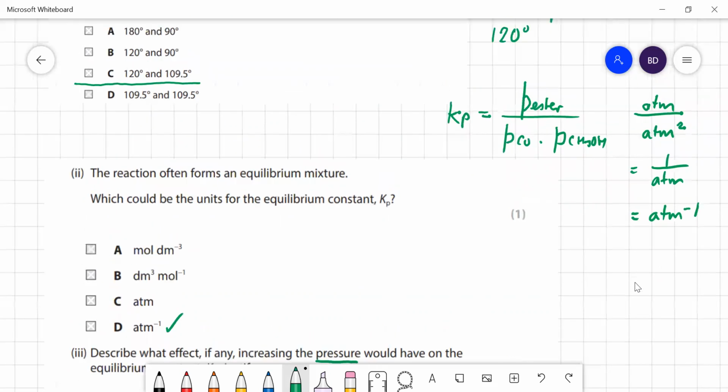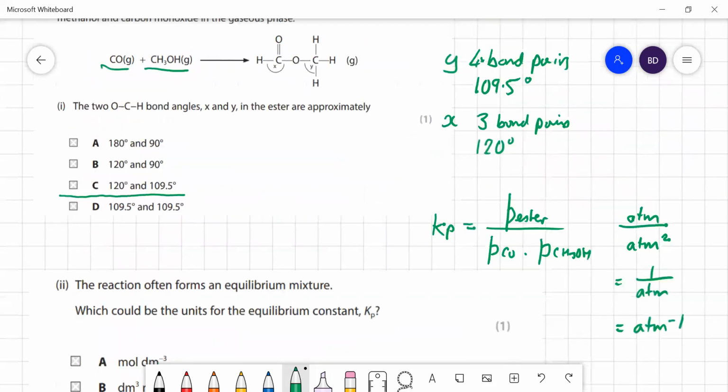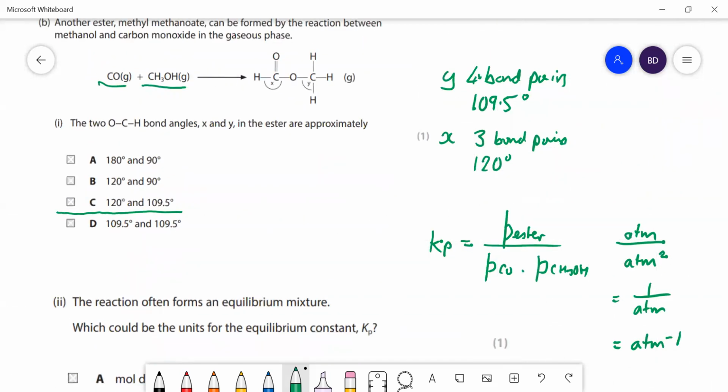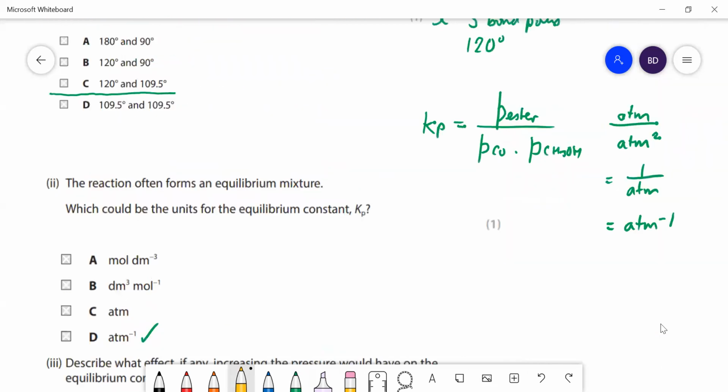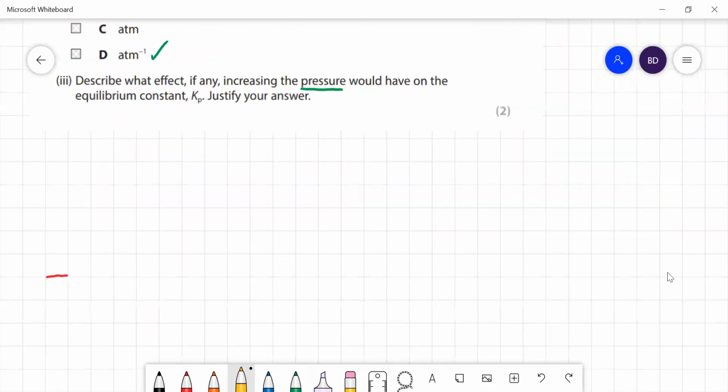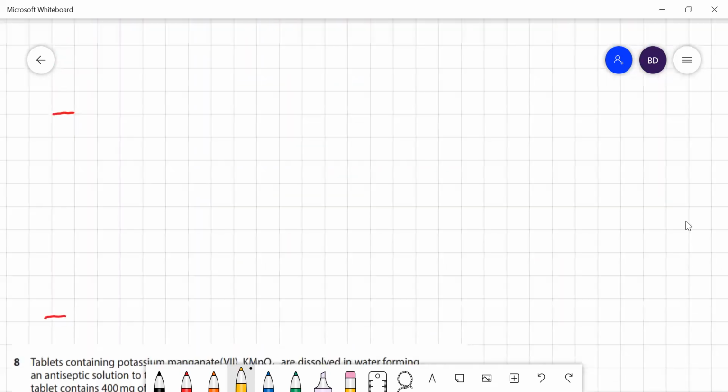Now if you look at the equation there, it's tempting to think, right, if it is forming an equilibrium, change that into an equilibrium arrow. You've got 2 moles of gas on the left and 1 on the right. So if you increase the pressure, you would expect the equilibrium position to move that way. That's true, it will, but the Kp value will not change. Only temperature changes it.